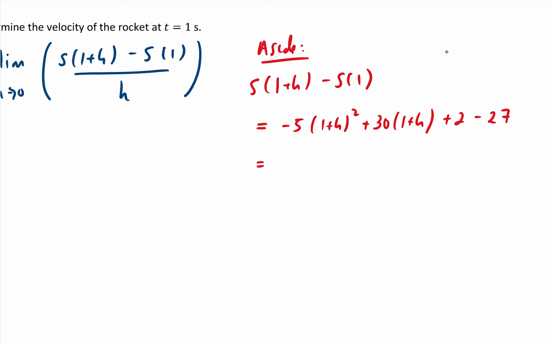So let's expand and simplify. So I get negative 5 times 1 plus 2h plus h squared, plus 30 plus 30h, minus 25. And then we just keep going from there.